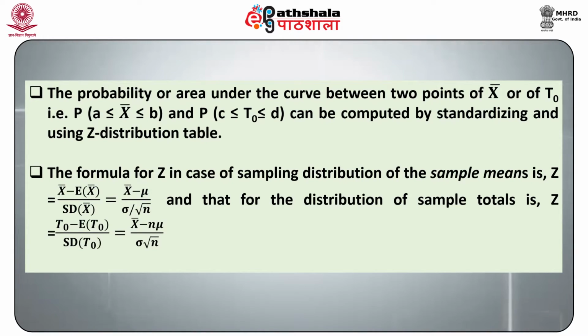The formula for Z in case of the sampling distribution of the sample means is Z is equal to X bar minus E of X bar divided by the standard deviation of X bar, which is equal to X bar minus mu divided by sigma divided by square root n, and that for the distribution of sample total is Z is equal to T0 minus E of T0 divided by the standard deviation of T0, which is equal to T0 minus n mu divided by sigma square root n.